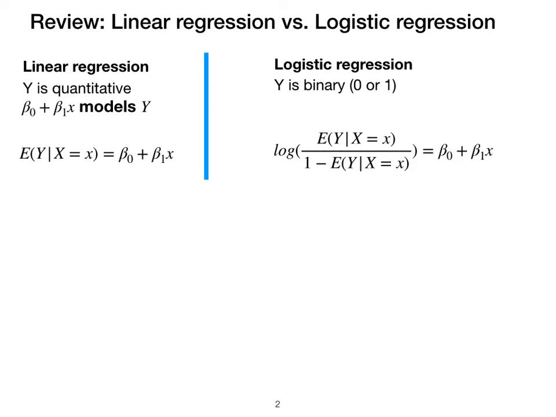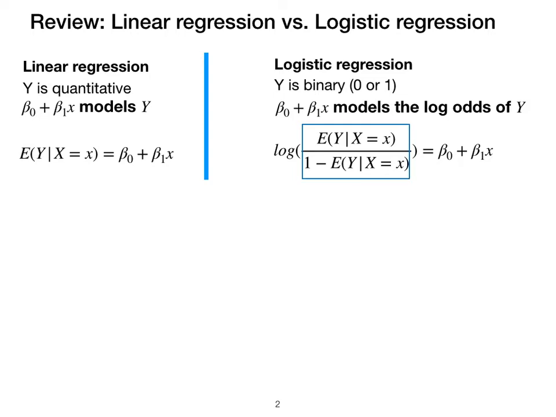So here is the formula for logistic regression. We can see that on the left side, it's much more complicated. And beta 0 plus beta 1x is actually modeling the log odds of y instead of y directly. And this part in the parentheses is odds. If you forgot why this is odds, please review lecture 1, part 1 of the logistic regression model.